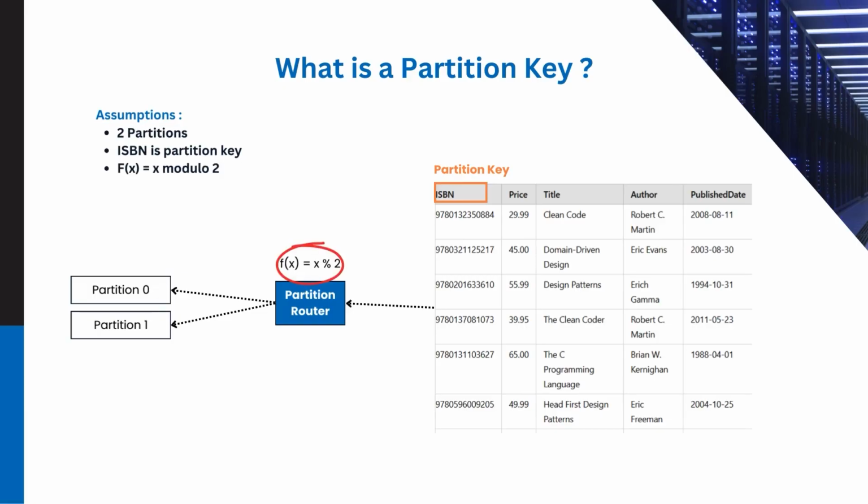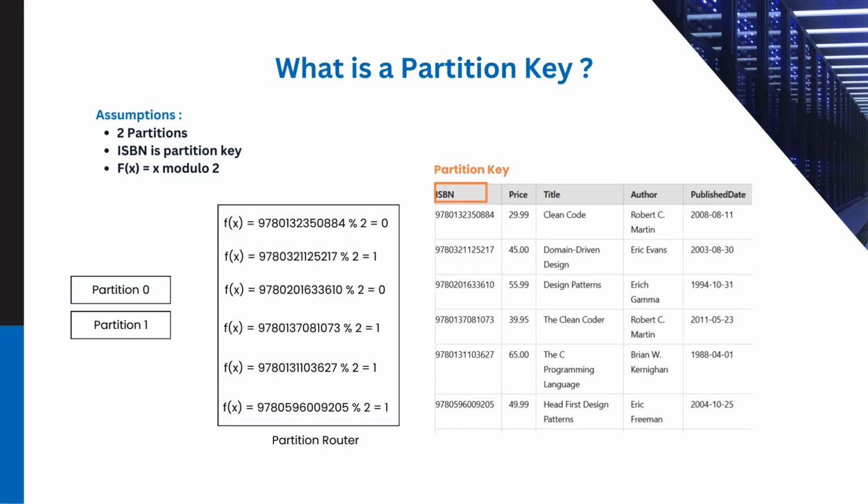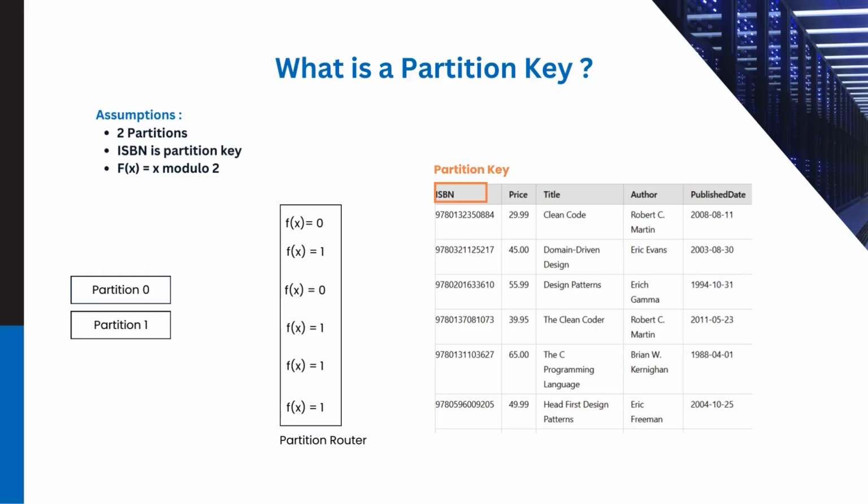So here we have selected ISBN as the partition key, and the partition router substitutes ISBN in its function f(x). Now let us make an assumption on the function f(x). Let f(x) equal x modulo 2. x modulo 2 means it's the remainder when we divide x by 2. Now, as ISBN is the partition key, the partition router calculates f(x) for each value in ISBN. Now here are the calculated values for f(x). And the result of this function f(x) determines to which partition this data should enter.